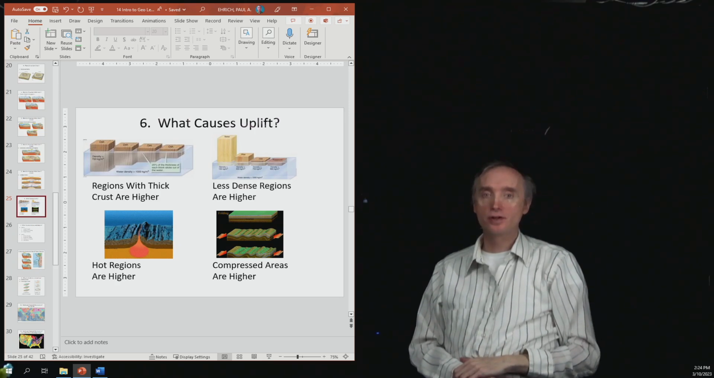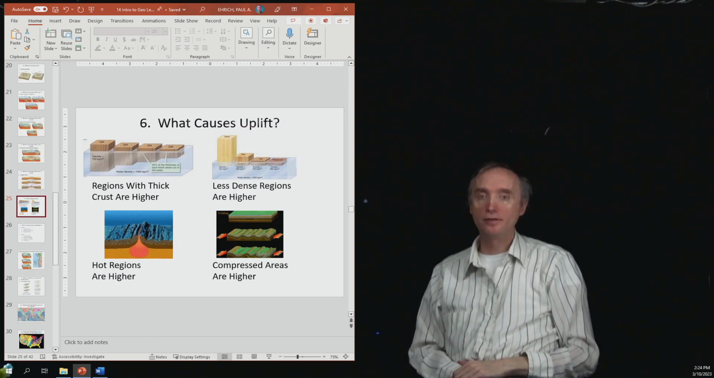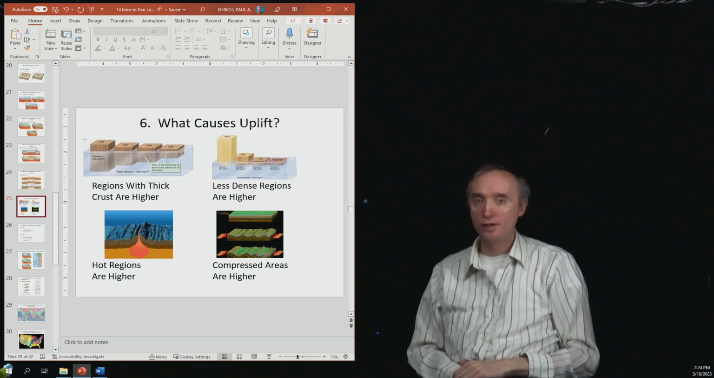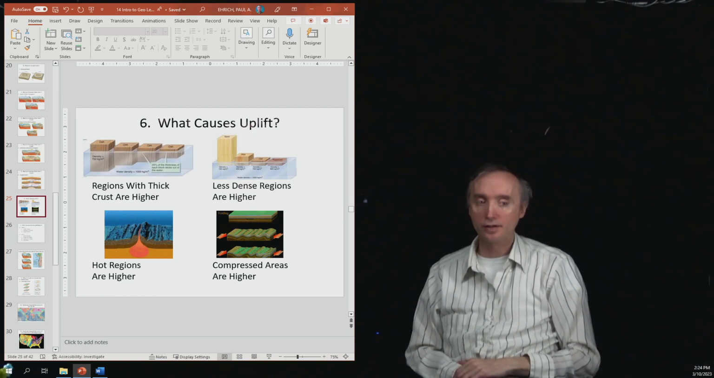Right, so now we want to talk about what causes uplift. As you can see, there are four major causes. The first one is that regions with thicker crust are going to be topographically higher. You can try this very easily by just having different sized ice cubes.